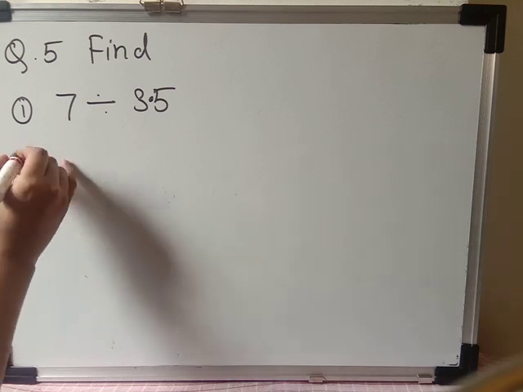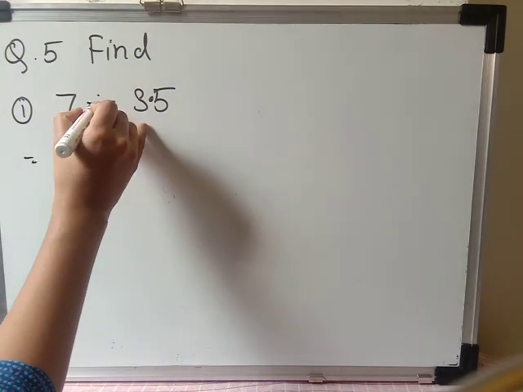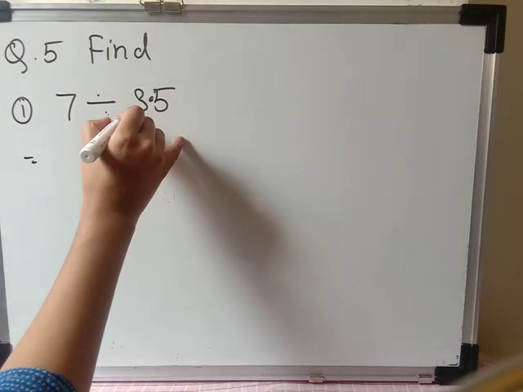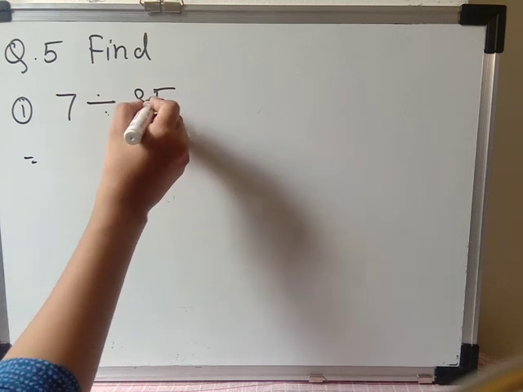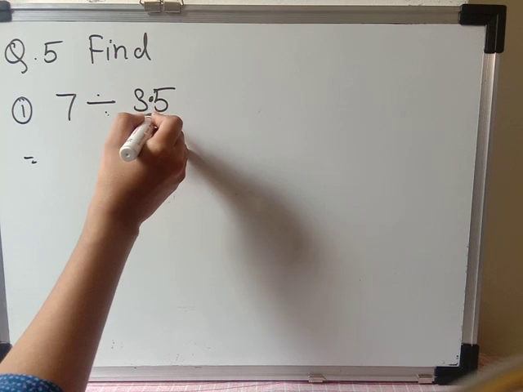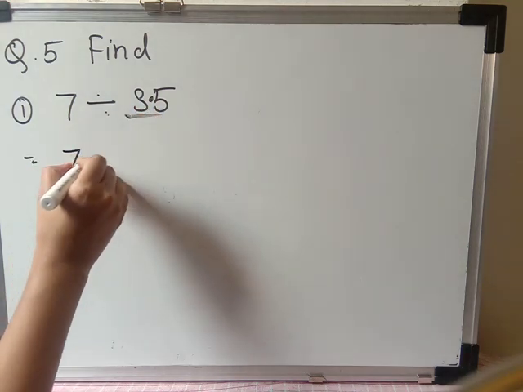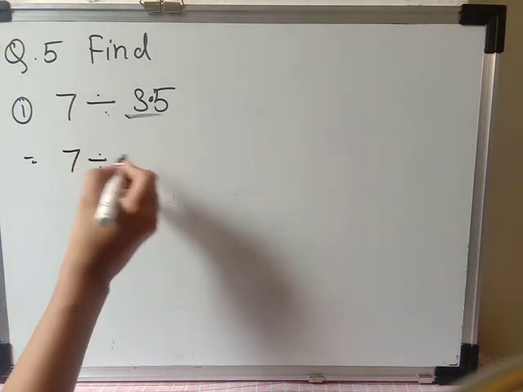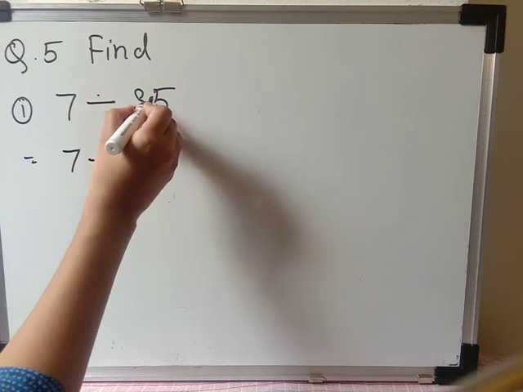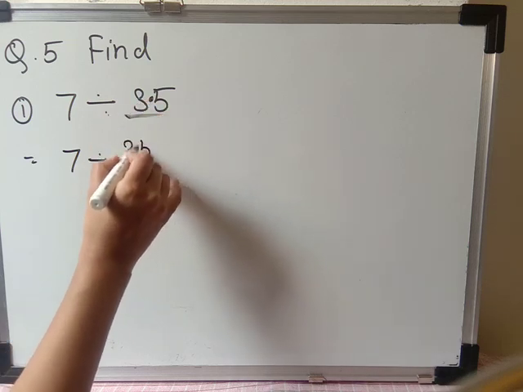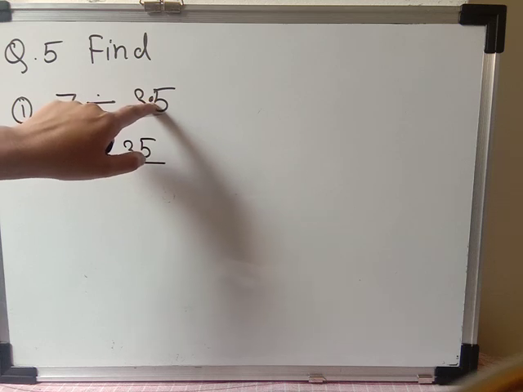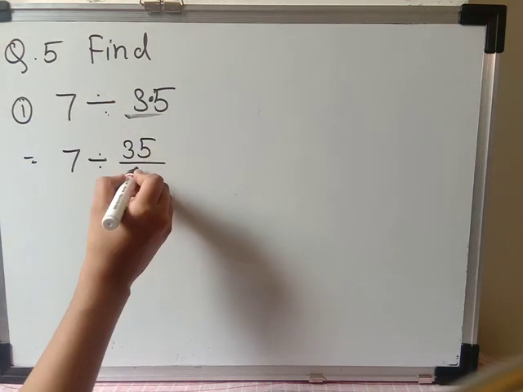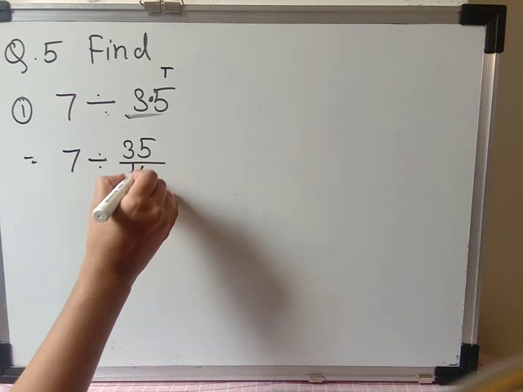Okay, so first of all, whatever the numbers are there on the right side of the division sign, let's just remove the decimal sign first. Okay, so here 7 divided by 3.5, if we remove the decimal, here 35 will come. Okay, and after removing the decimal, how many places are there, that is the tenth place. Okay, so here 10 will come.